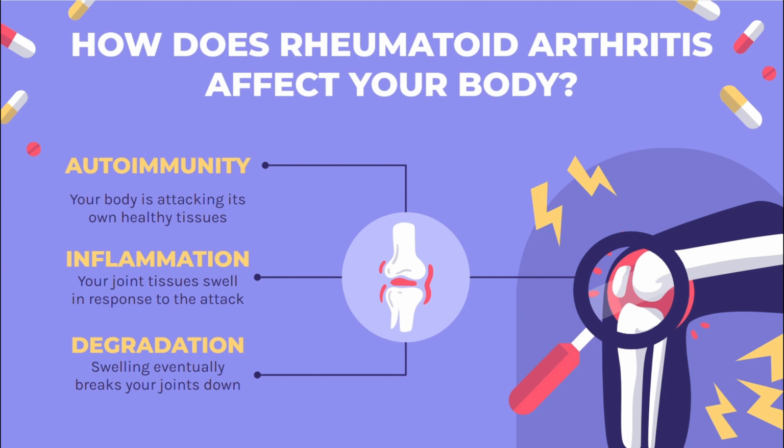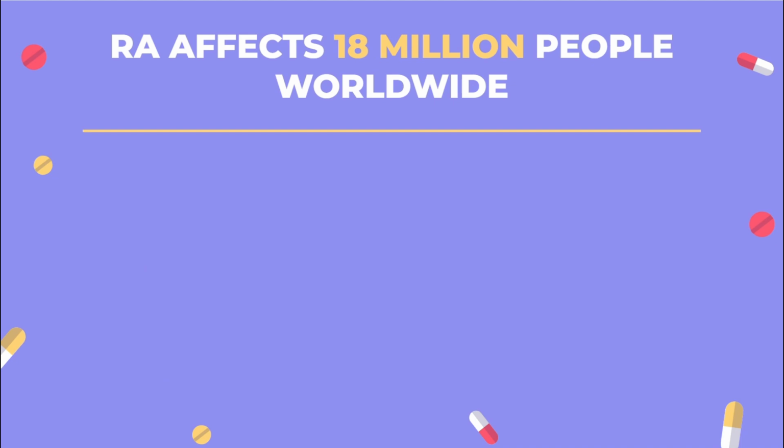This brings us to our next question. Who is affected by rheumatoid arthritis? Well, according to the World Health Organization, rheumatoid arthritis affects an estimated 18 million people worldwide. Now, let's go over some of the risk factors for developing rheumatoid arthritis.